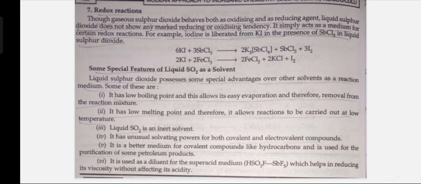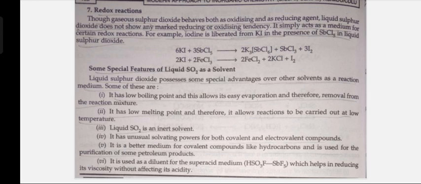The seventh and last type of reactions in liquid sulfur dioxide are redox reactions, where it can behave as an oxidizing and reducing agent. Liquid sulfur dioxide does not show any marked reducing or oxidizing tendency. It simply acts as a medium for certain redox reactions. For example, iodine is liberated from potassium iodide in the presence of antimony pentachloride in liquid sulfur dioxide.